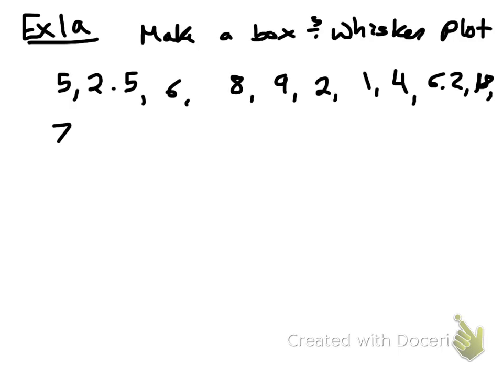Alright, so I'm going to have you go ahead and do an example on your own, practicing with making a box and whisker plot. So your list of numbers are 5, 2.5, 6, 8, 9, 2, 1, 4, 6.2, 18, and 7. Go ahead and draw a box and whisker plot for this set of data. Follow the steps that we just went through, and then once you've done this, you can hit pause on the video and check your answer.